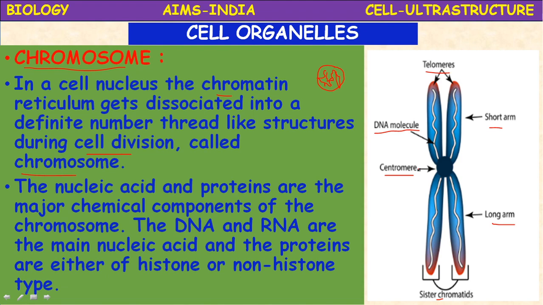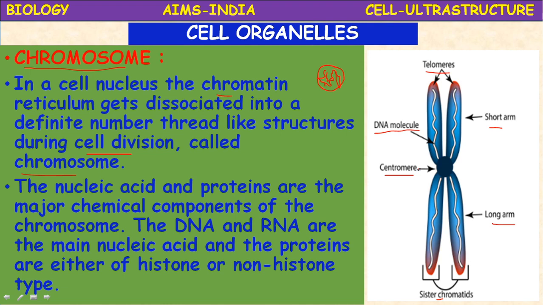What is the chemical composition of a chromosome? A chromosome is made up of nucleic acids and proteins. What are the proteins present in the chromosomes? Either histone proteins or non-histone proteins. What are the nucleic acids present in the chromosome? Either DNA or RNA or both.